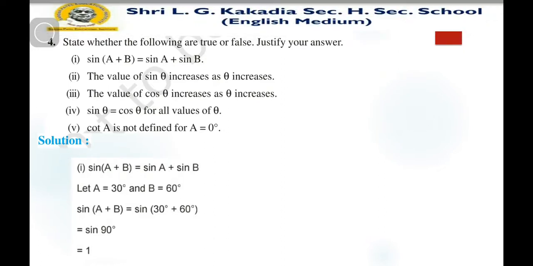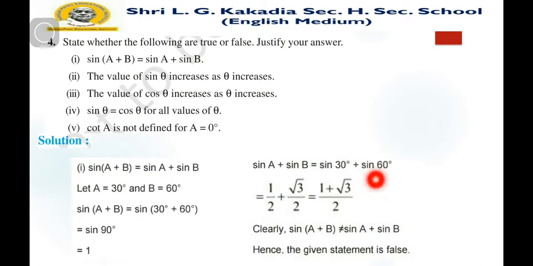Now let us see sine a plus sine b, which is equal to sine 30 plus sine 60. Sine 30 is 1 over 2 plus square root 3 over 2, which is equal to 1 plus square root 3 upon 2. So these are not equal. Here you can see that sine of a plus b does not equal sine a plus sine b. Hence the given statement is false.